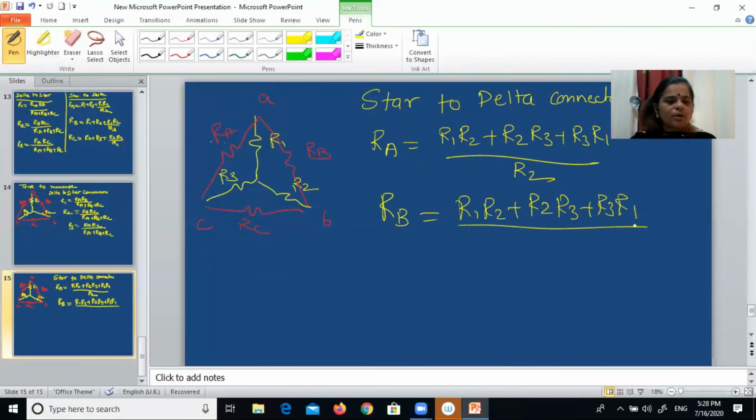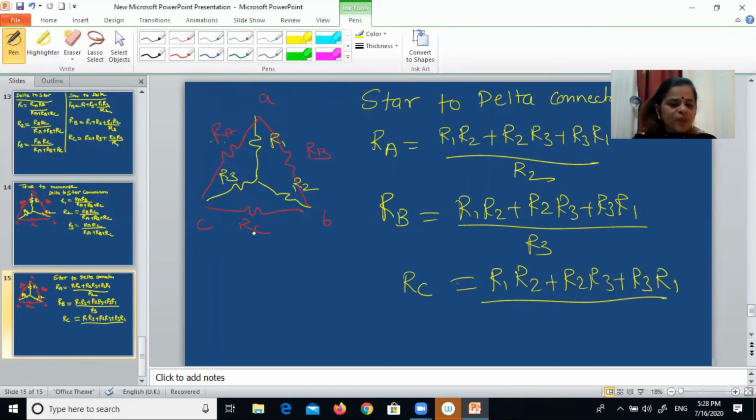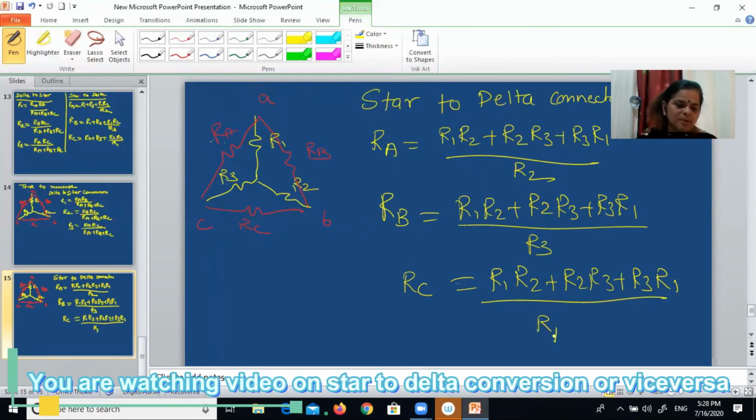The numerator will be common for all three. Now what is the opposite diagonal element of RB? That is R3. Similarly RC, that is R1 R2 plus R2 R3 plus R3 R1 divided by, what is the opposite diagonal element of RC? That is R1. So this is how you can remember it.